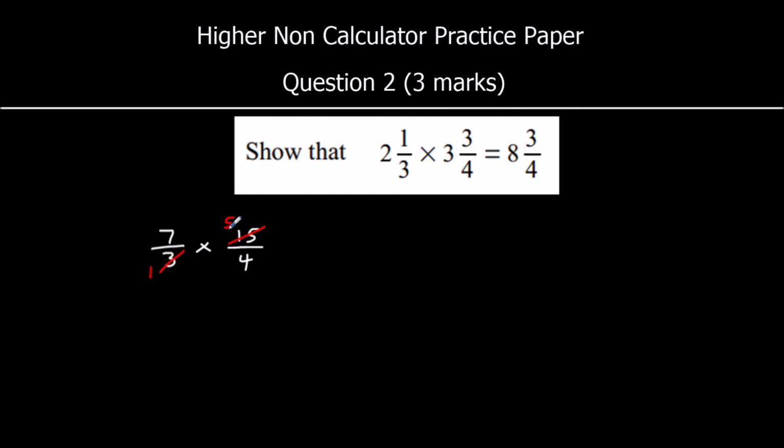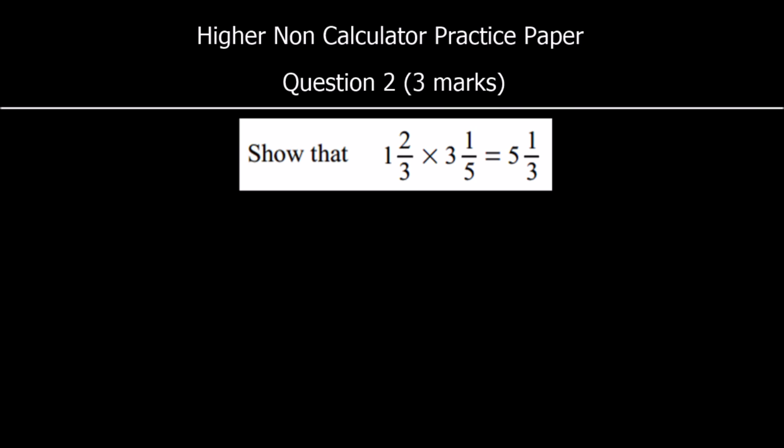So we have 7 times 5 on top, which is 35. 1 times 4 on the bottom, which is 4. So how many 4s go into 35? That's 8. 8 4s are 32. So we've got 3 left over. We've got 8 3/4. That's what we wanted to show.